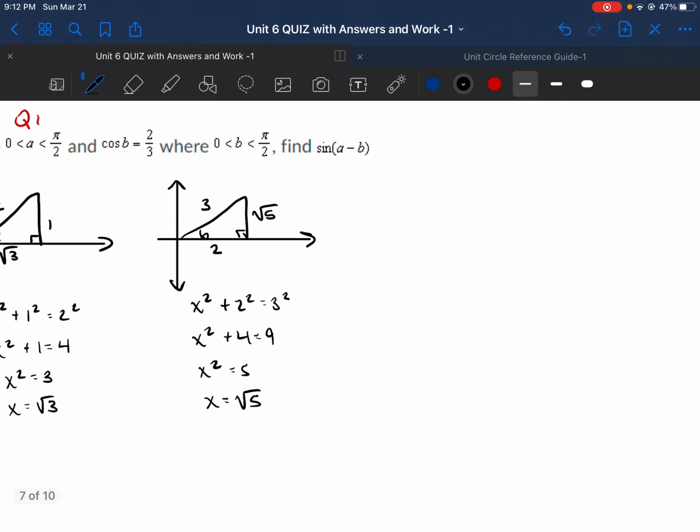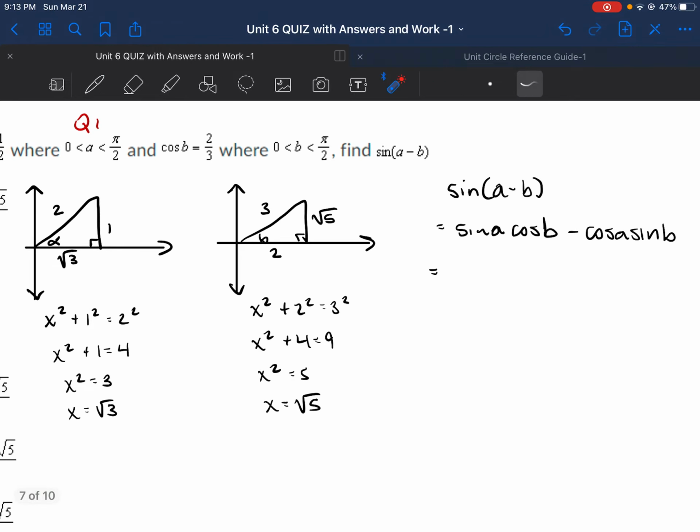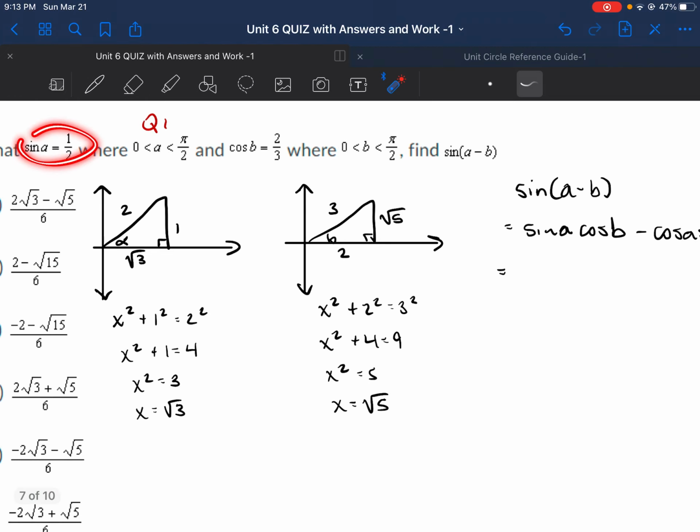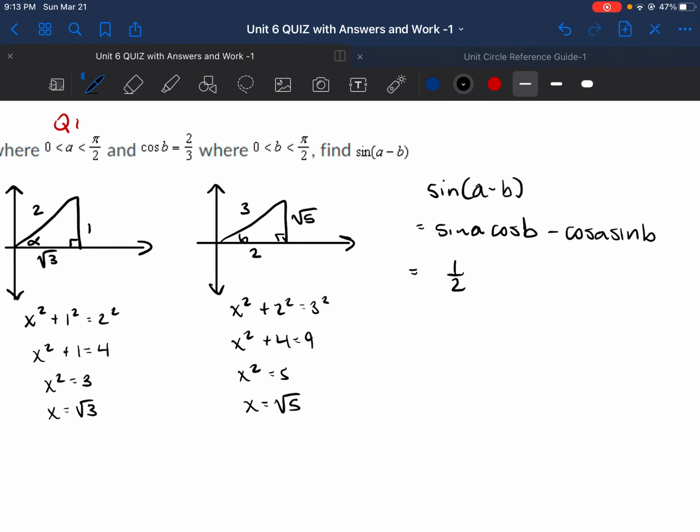Well, if we do the sine subtraction formula real quick, sine of A minus B is going to be equal to sine A cosine B. Almost wrote beta there, so used to that. Sine A cosine B minus cosine A sine B. And let's put in some pieces here. So sine of A, well, we already know sine of A is 1/2. We were given that. Cosine of B, we are given that as well. That's 2/3.